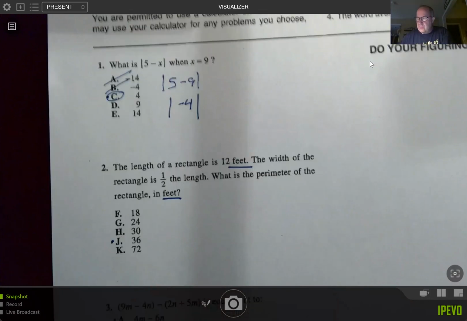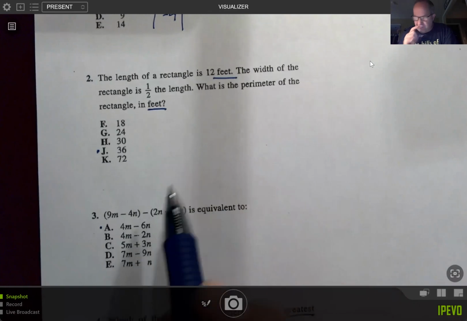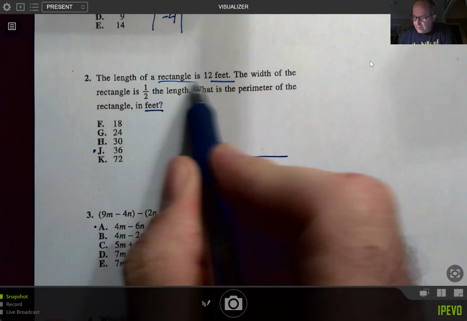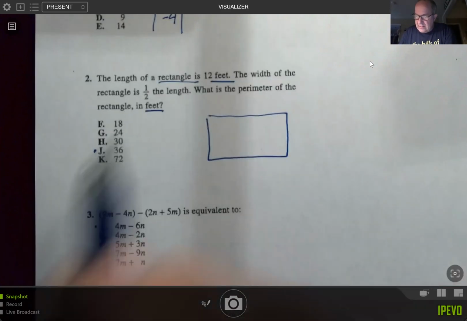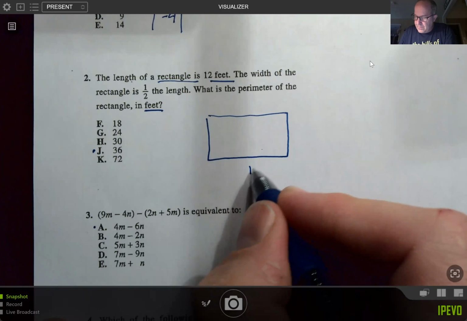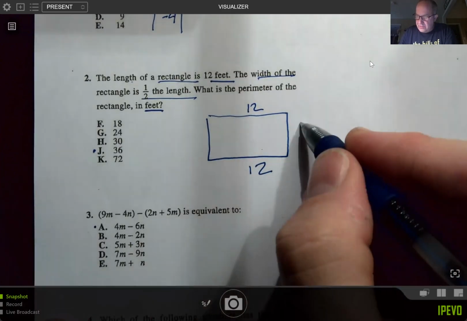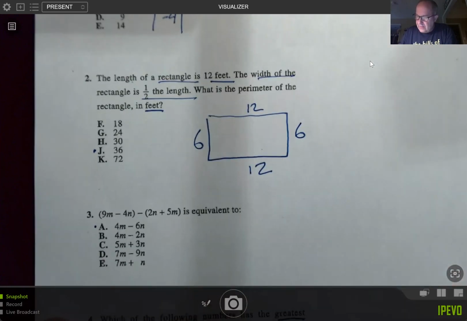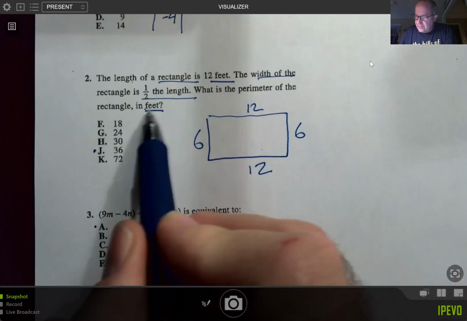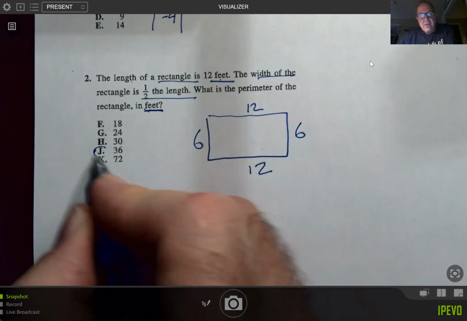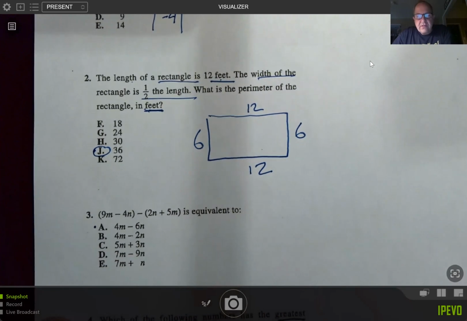Question number 2, reading along here with the perimeter of the rectangle, please draw the picture. See the word rectangle? So I'm going to draw a rectangle. They tell us the length is 12 feet. The width is half. So the width must be 6. And they're asking for the perimeter in feet, and they're told in feet. So we just add up all 4 numbers here, and we end up with J, 36. You do want to pay attention to units. Sometimes the ACT has been known to go from feet to yards.